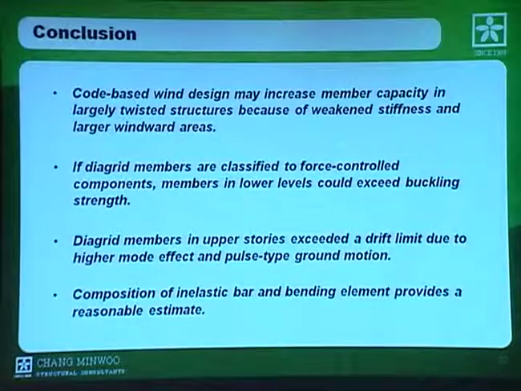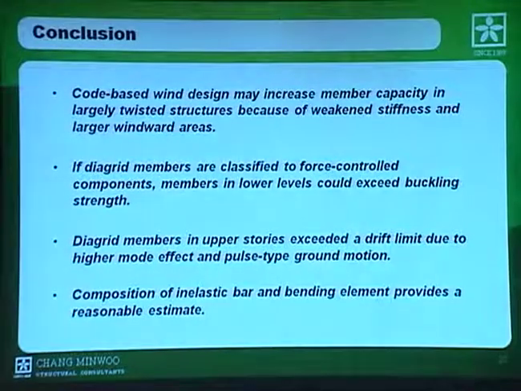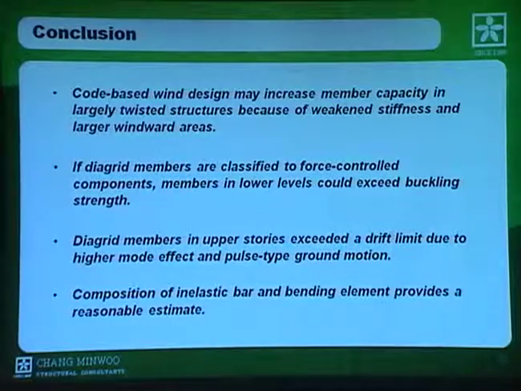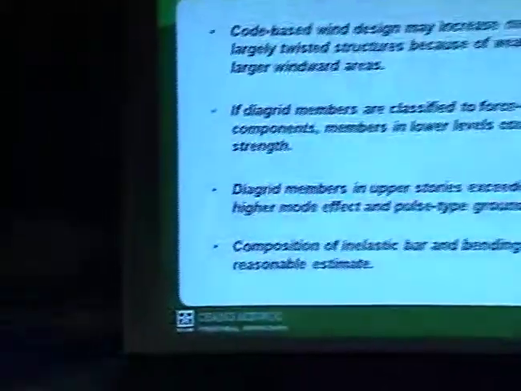And this is the conclusion for today's presentation. Code-based wind design may increase the member capacity in a largely twisted structure because of weakened stiffness and larger windward areas. Second, if the Diagrid members are classified as force-controlled components, members in the low level could exceed the buckling strength. Diagrid members in upper stories exceed the drift limit due to higher modal effect, and also in the case of pulse type ground motion. And the combination of the inelastic bar element and the beam element provides a quite reasonable estimate.